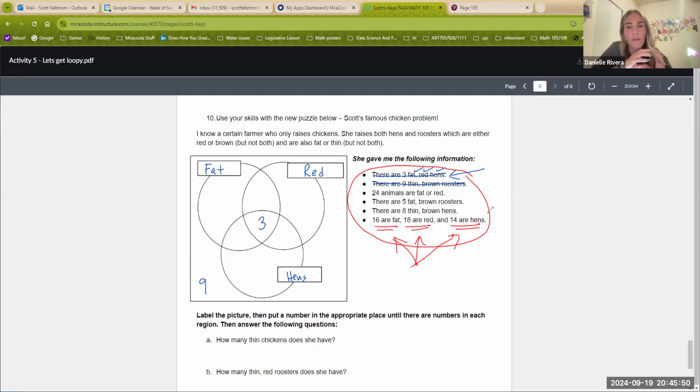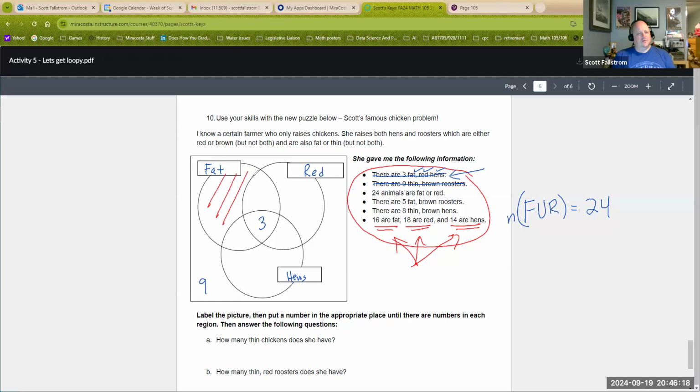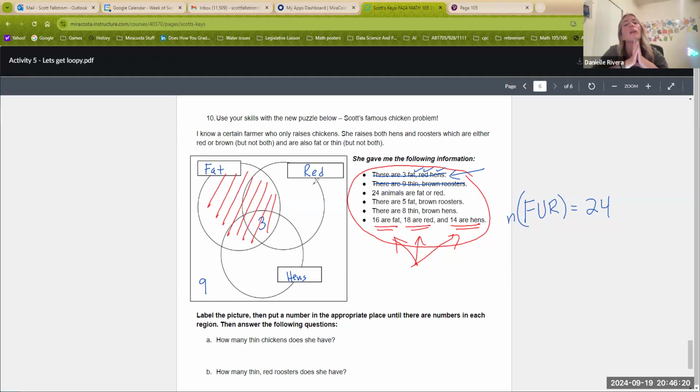24 animals are fat or red. So I think that would go above the 3 in that area. What does or mean though? That means one or the other. So that means they could be anywhere in fat, but they could also be anywhere in red.